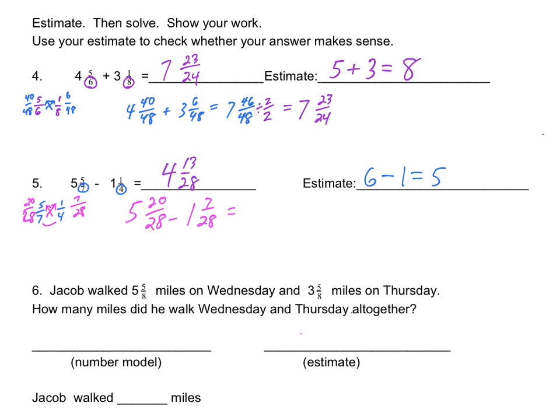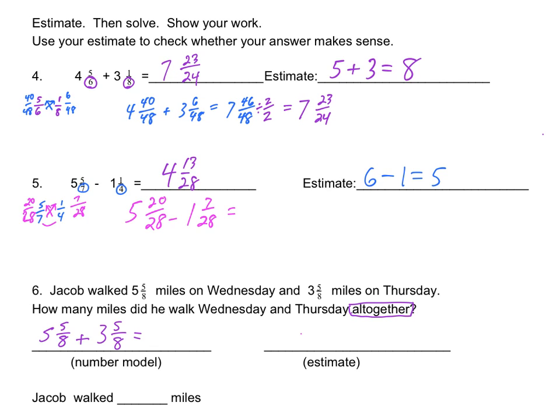Now our last one here, we have Jacob walked 5 and 5/8 miles on Wednesday, 3 and 5/8 miles on Thursday. How many miles did he walk Wednesday and Thursday all together? Now all together is my key word there. All together, that's my little hint that we need to add these. So I'm going to do 5 and 5/8 plus 3 and 5/8.